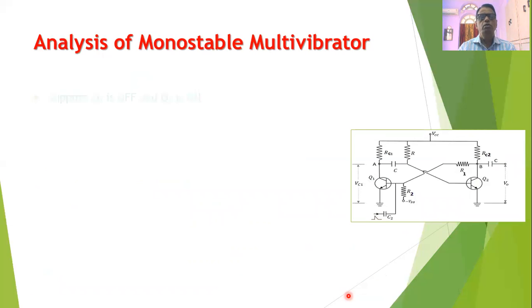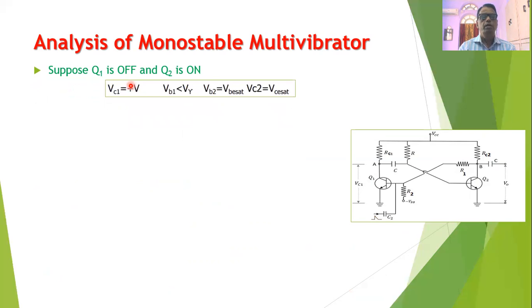Now let us go for the analysis of the monostable multivibrator in order to obtain an expression for the gate width. Initially, we suppose that the transistor Q1 is off and Q2 is on. Therefore, the collector potential of Q1 is plus V. The base potential is less than the cut-in voltage V gamma. The base potential and collector potential of Q2 are the saturation potentials because Q2 is on.